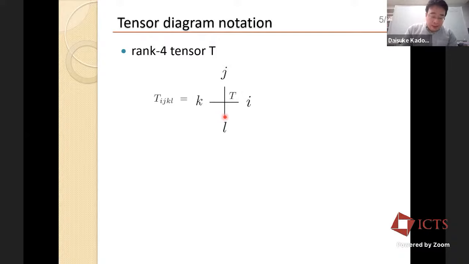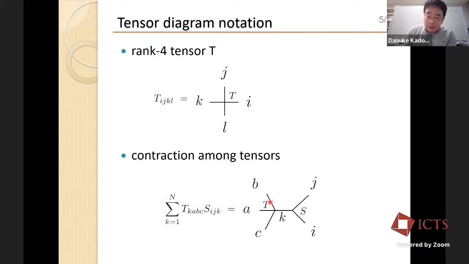The contraction of two tensors is expressed as this diagram. T is a rank 4 tensor and S is a rank 3 tensor. The indices of T are k, a, b, c, and the indices of S are i, j, k. The index k is shared by the two tensors, T and S. The shared index means that the contraction is taken by this summation, okay?